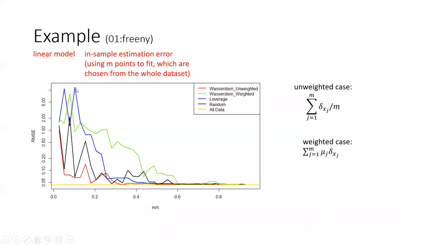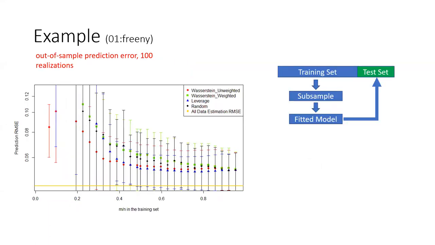Here is the linear model case, and the red line represents the unweighted Wasserstein subsampling result. Here is for the Freeney data set, and here is the prediction error over 100 realizations. That means we split the data set 100 times at random, use the training set to build a model and then test it on the test set. We do this 100 times. The error bars represent the standard deviation.